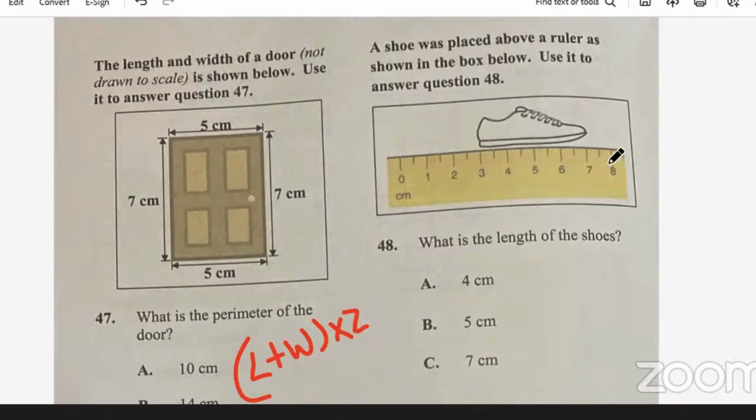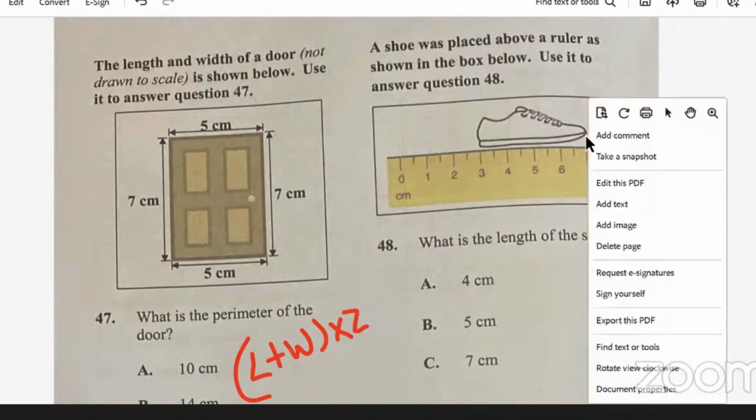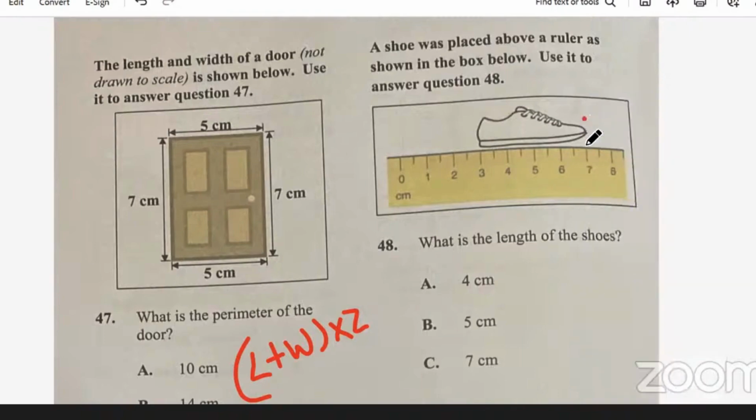No, I don't want you to look here only, right? This is where the shoe ends. Remember, it does not start at the beginning. So it's not 7, because the shoe didn't start measuring from the beginning. It started measuring from here. So how many units? 1, 2, 3, 4. So the length of the shoe is 4 units, which would be 4 centimeters.